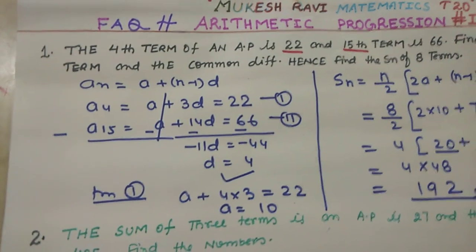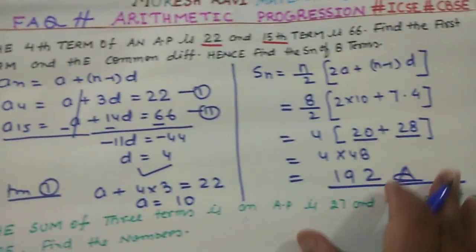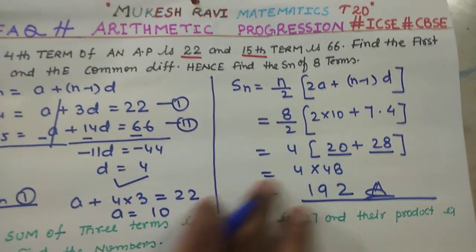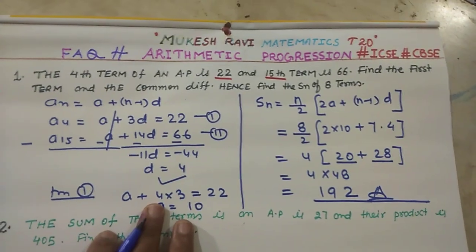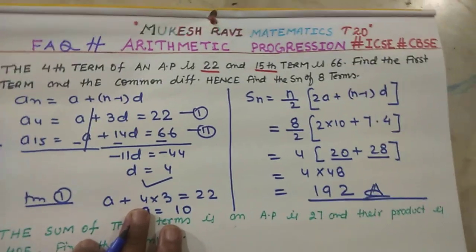Very simple. When you start your arithmetic progression, always start with the basic question, so the formula will be revised all the time. Now moving toward the second question.